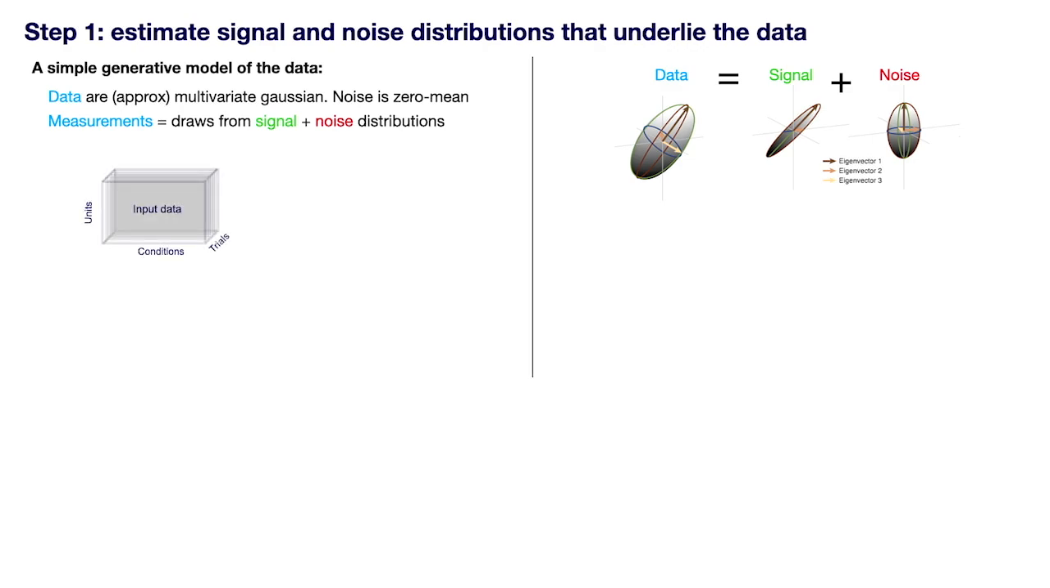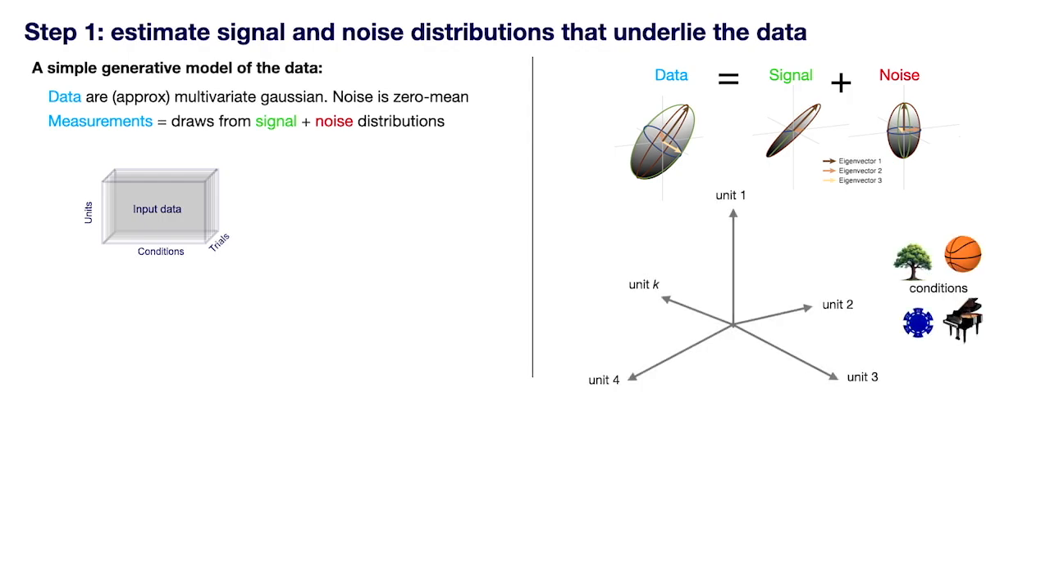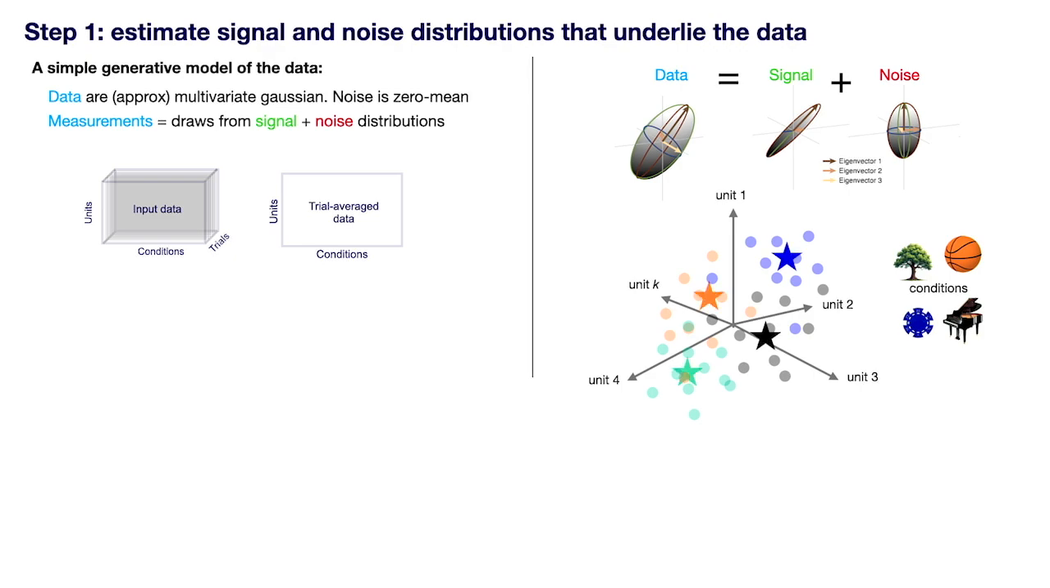So the input to PSN is a 3D matrix that looks like this, with some number of units, some number of conditions, and some number of trials. And we can schematize that here with these axes corresponding to different units, and we can present some different conditions, in this case images. And if we did, for example, 10 trials per stimulus, we'd get a cloud of 10 dots in this high-dimensional space, and then we could average, and that would give us estimates of trial average responses per condition.